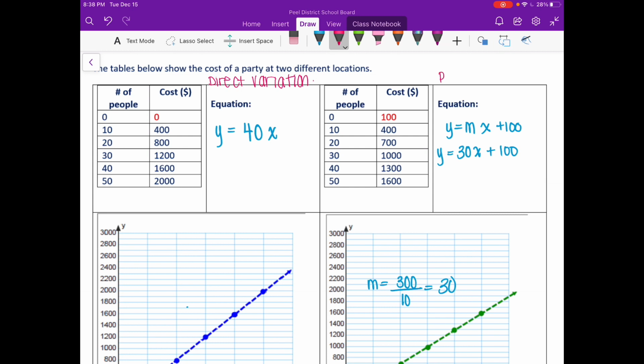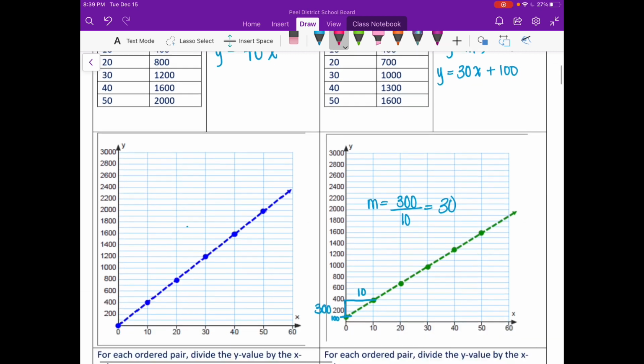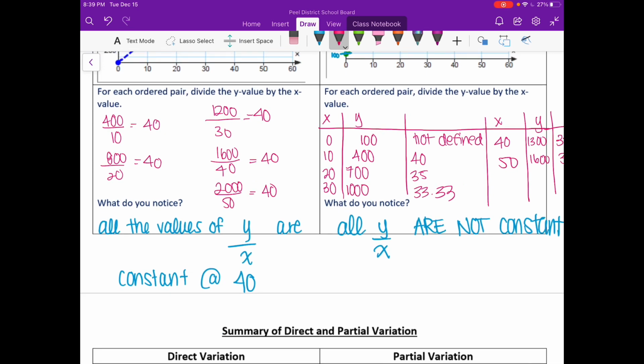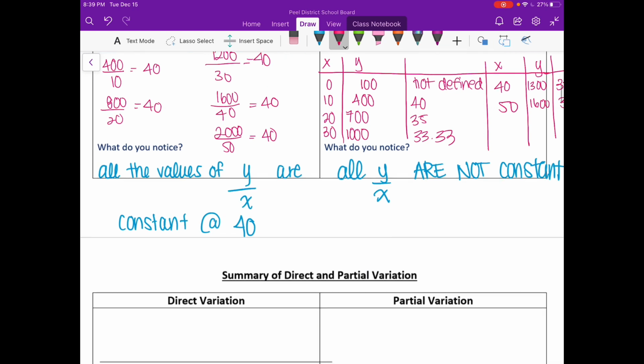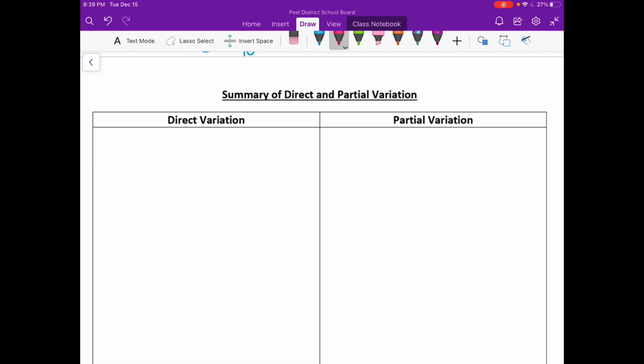This is considered a partial variation, because you have some change coming from the slope, but you also have that initial 100, which kind of skews the data. So you do not have a constant rate of change, or it looks like it's not a constant rate of change. When you divide the x and the y, or the y and the x, they're not constant.